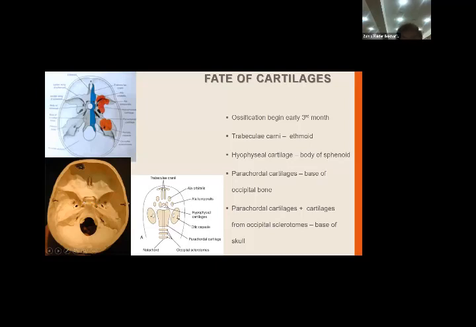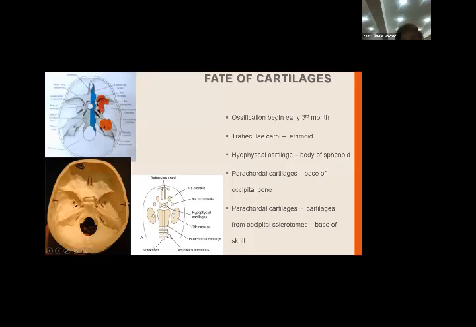And then comes the parachordal cartilage. This one is the parachordal cartilage in the midline. Parachordal cartilage forms this part of the occipital bone, the base of the occipital bone. This part here, these are the sclerotomes, the occipital sclerotomes. So this part develops from occipital sclerotomes.